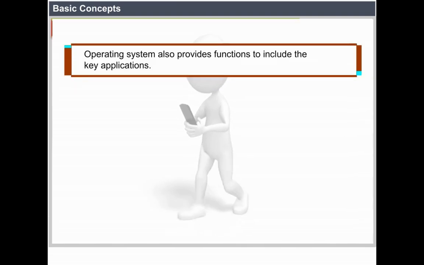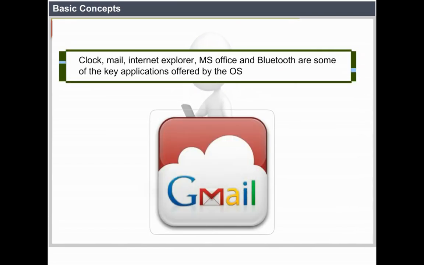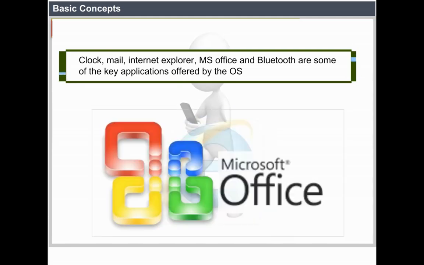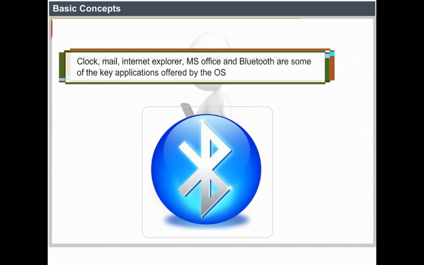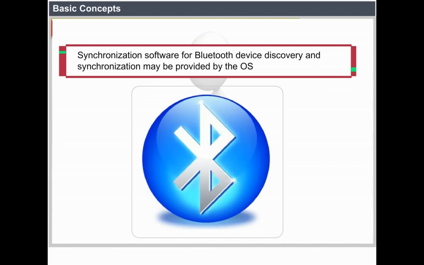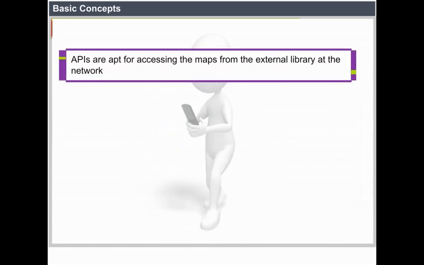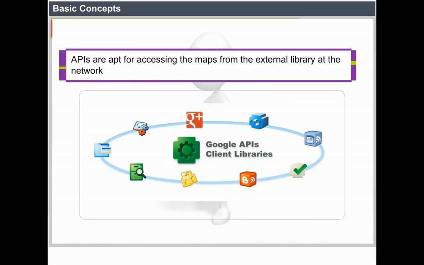Key applications and APIs. The operating system also provides functions to include the key applications: clock, mail, Internet Explorer, MS Office, and Bluetooth are some of the key applications provided by the OS. Synchronization software for Bluetooth device discovery and synchronization may be provided by the OS. APIs for access to the maps from the external library at the network.